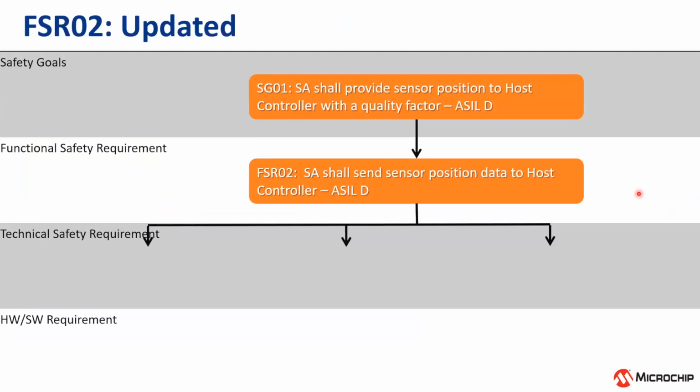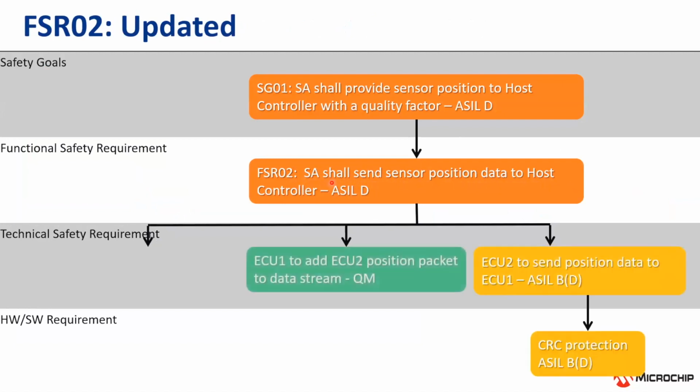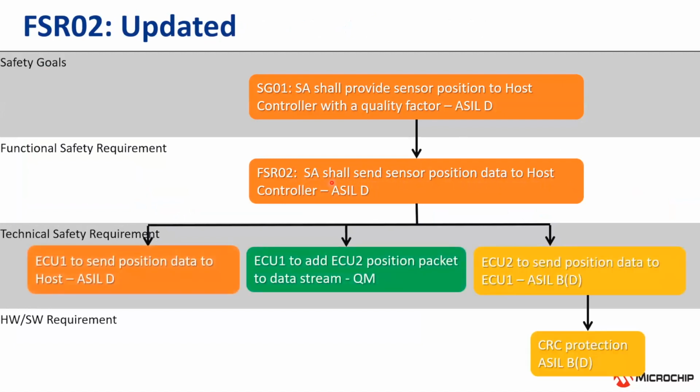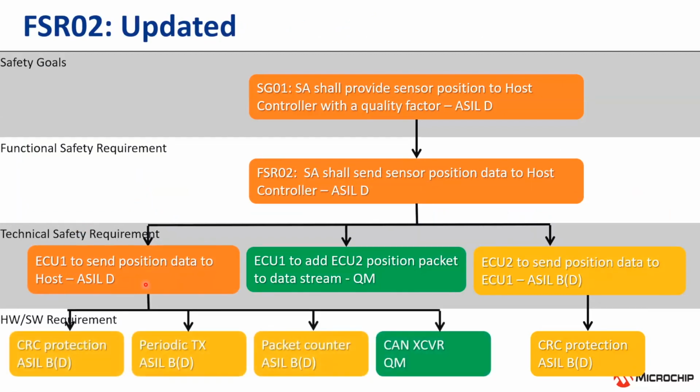However, that's really expensive, and we're going to add wiring. We're going to add a lot of expense to the system. So maybe there's another way we can approach this. Let's take a look at doing some decomposition. So we have a safety requirement here that says that the sensor shall send sensor position data to host controller ASIL D with technical safety requirements. Technical safety requirement over here is, hey, ECU1 shall send the position data to the host ASIL D. Well, let's look at how we could decompose that.